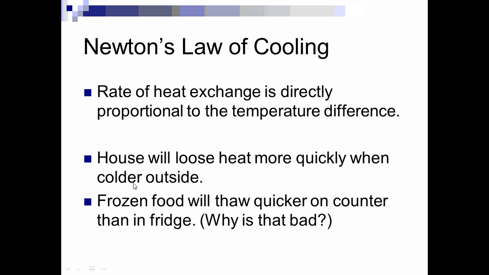This is also why frozen food will thaw quicker on a counter than in the fridge, because the counter versus the food is a larger temperature difference than the frozen food in the fridge. Now, why is this bad? Well, you don't want the outside thawing faster than the inside of your frozen food, especially if it's meat, because then it goes bad and it has bacteria and you get sick and it's no fun.